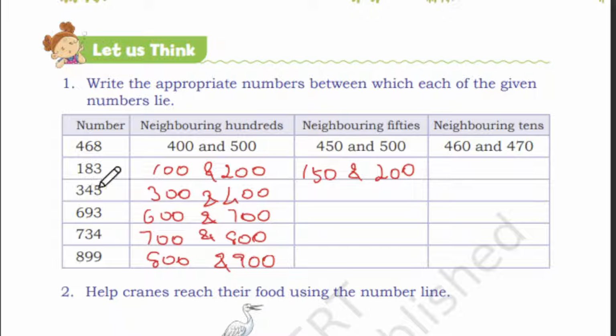And this one, 345. It's between 250 and 350. Next we have 693. It's between 650 and 700.